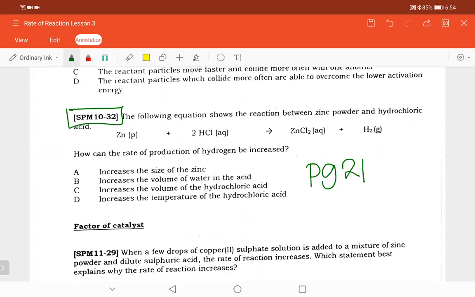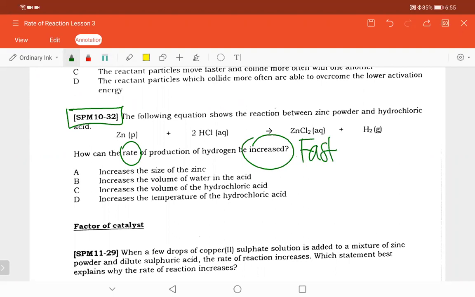The following question shows the reaction between zinc powder and hydrochloric acid. So we have zinc and we have hydrochloric acid. How can the rate increase? When they want to increase the rate, they want to make the reaction become faster. So how to speed up the reaction? A, increase the size of zinc. The bigger the size, the slower the reaction. Remember, if you want to make the reaction faster, you must use a smaller size. For example, you use powder.